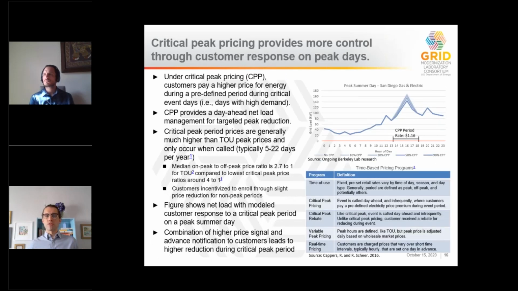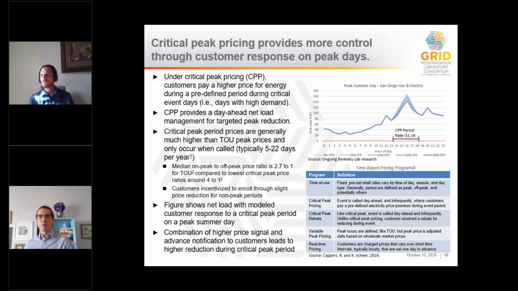So in comparison to time of use, critical peak pricing provides more utility control by signaling peak days, which results in additional customer load reduction. So critical peak pricing works by charging customers a higher price for energy during a predefined period on critical event days, which are called infrequently throughout the year, typically 5 to 22 days depending on the program.